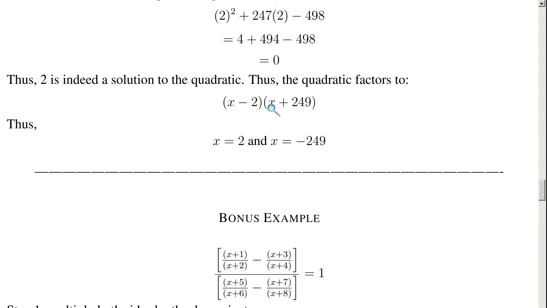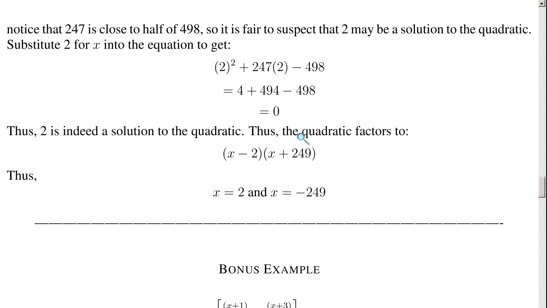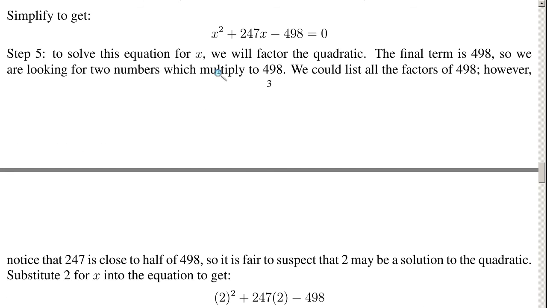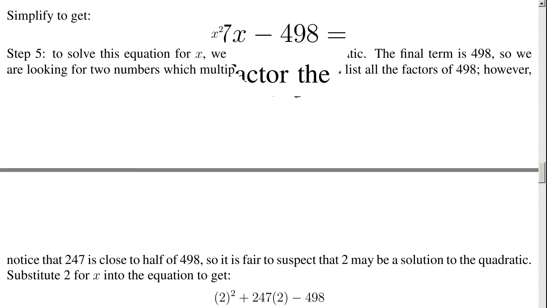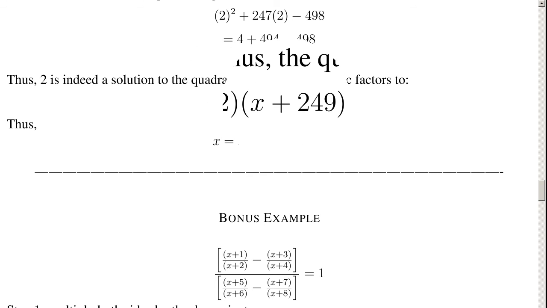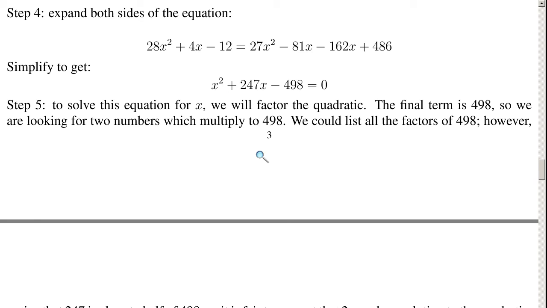And the reason why the other factor is x plus 249 is because we need two numbers that multiply to give us negative 498. Negative 2 times positive 249 gives us negative 498. That's why our quadratic equation up here, x squared plus 247x minus 498 equals 0, factors into this, x minus 2, x plus 249. And if you don't believe me, go ahead and expand it and see what it is. It'll just equate to this.